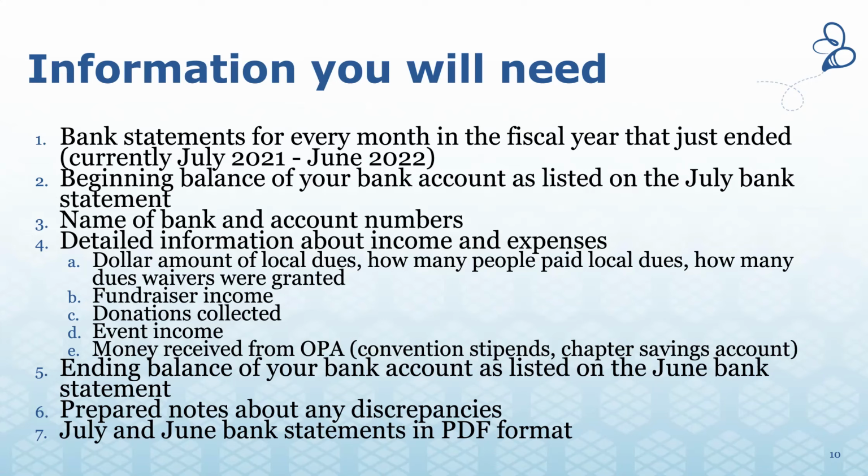So we need the dollar amount of your local dues in each semester, how many people paid local dues at that rate, and then the total dollar amount of dues waivers that your chapter granted in each semester. You need all of your fundraiser income, all donations that were collected directly to your chapter, event income, and you need all of the same detailed information about expenses plus some.